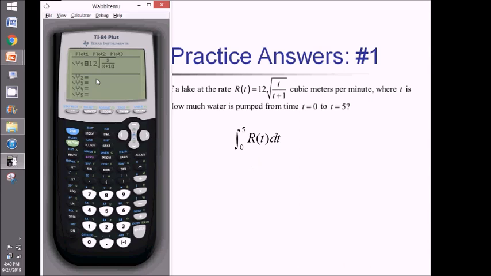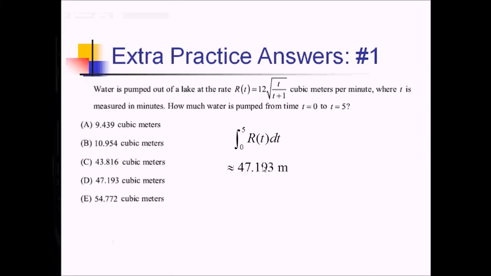Just to make things a little easier to manage, I'm going to put this R of t function in my y equals under y1. And now quitting out of that, I'll do math 9. So integral from 0 to 5 of alpha trace to pull up my y1 again, and then dx. And that gives me a value of, drum roll please, 47.193. So that's going to be, let's see, choice D.